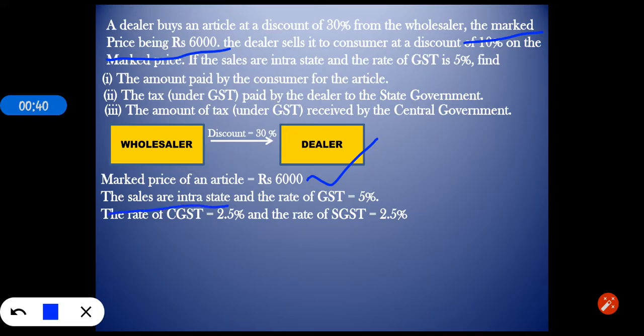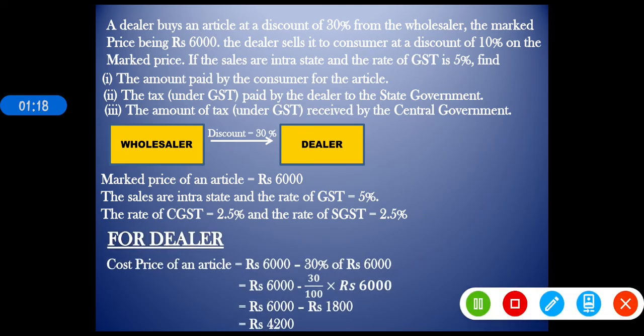The sales are intrastate, and the rate of GST is 5%. So we know that in case of intrastate, the GST will divide into two equal halves, and one half goes to the central government as CGST, and another one goes to the state government as SGST. So here the rate of GST is 5%. So half of 5 is 2.5, and 2.5 will go to the state and central respectively.